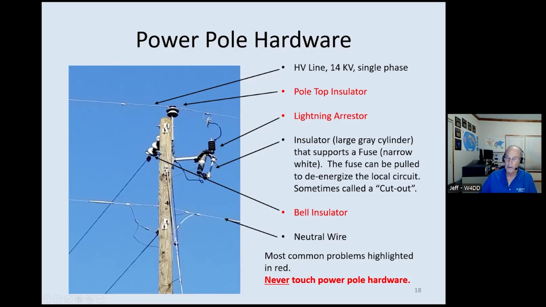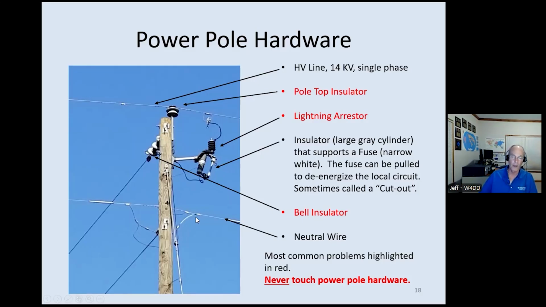You'll see an insulator, which is a big white thing, and then it supports another thing that's actually a fuse that they can pull, and there's a little hook on the fuse. They can pull that hook down, and it pulls the fuse out of the fuse holder. They call this a cutout, is the typical term that the power crews use. You'll see usually a bell insulator or some form of a bell insulator, and it actually kind of looks like a bell, usually a 2 or 3 section bell.